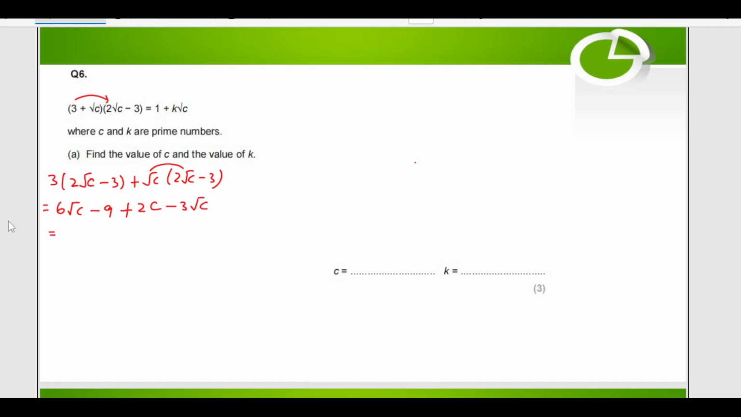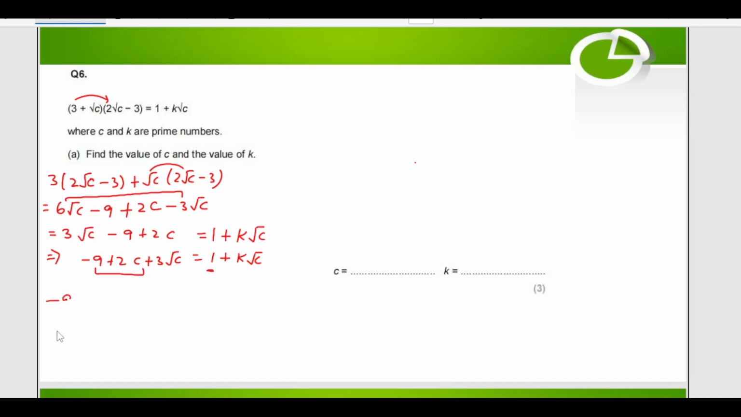Okay, so now combine the like terms here. If you see here, we have 6 and this minus 3, 6 minus 3 is 3 root c minus 9 plus 2c. Okay, so now this is given to us equivalent to 1 plus k root c. So let me just rewrite this one. I'm writing 9 plus 2c plus 3 root c. So I've done nothing, I've just swapped the sides here. I have just written 3c to make it similar on the right hand side. I have just changed the position of that. So this one is equal to 1 here.